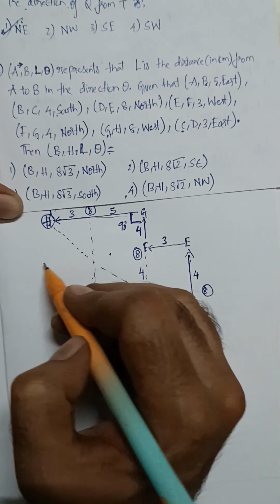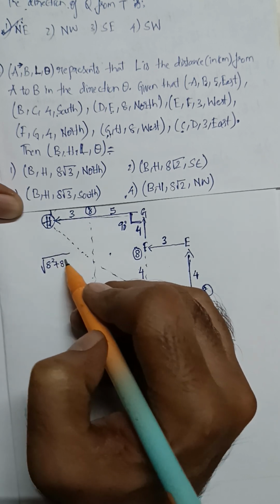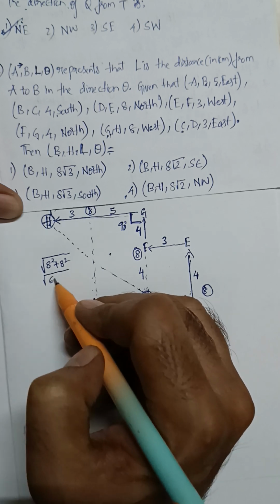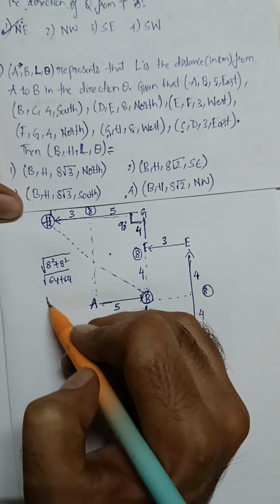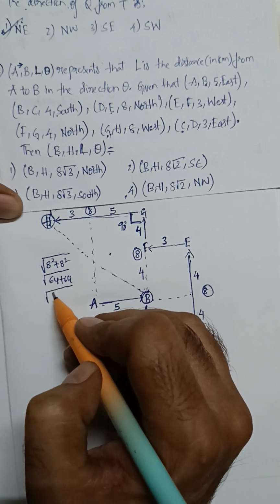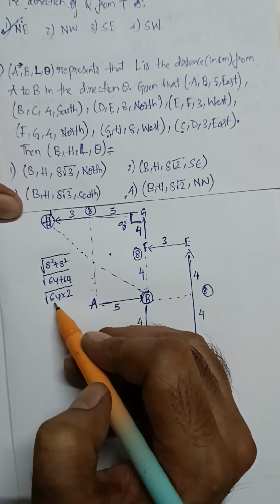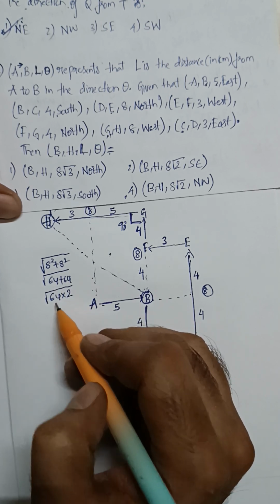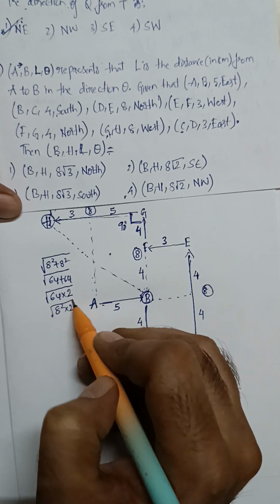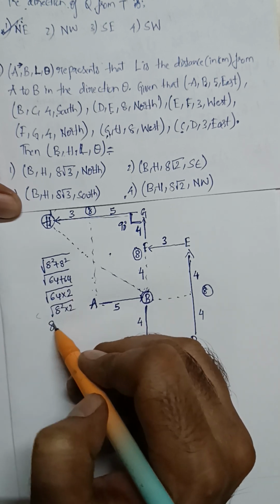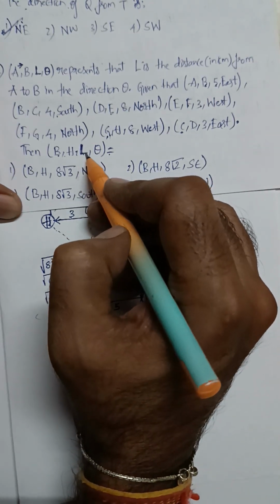So this side will be the hypotenuse, that is under root 8 square plus 8 square. That is under root 64 plus 64, we can write as 64 into 2. 64 means 8 square, so 8 square into 2. We can take one 8 outside: 8 root 2. Here L is 8 root 2.